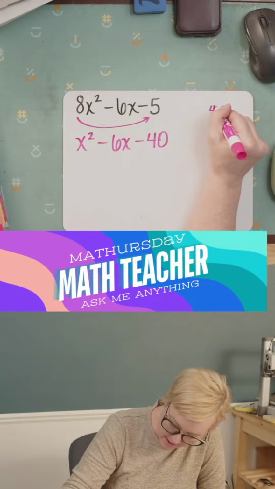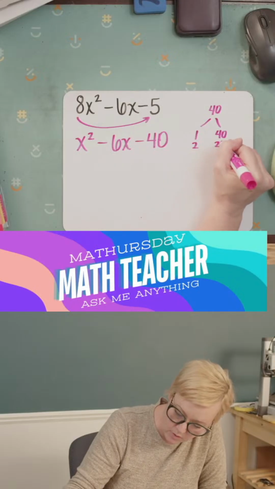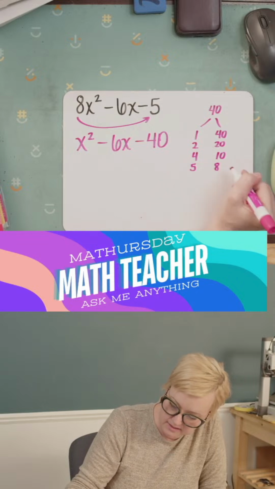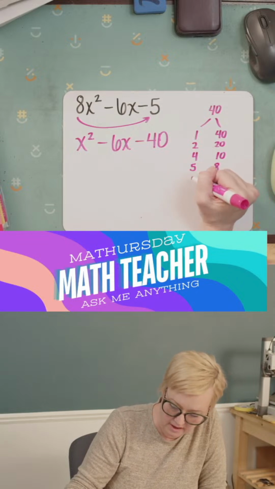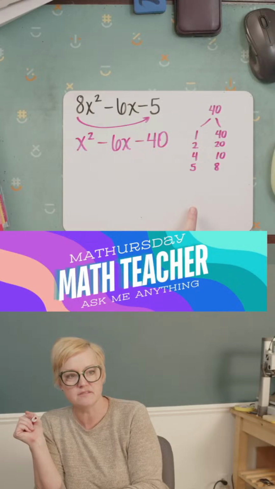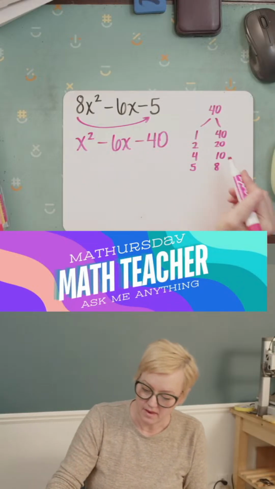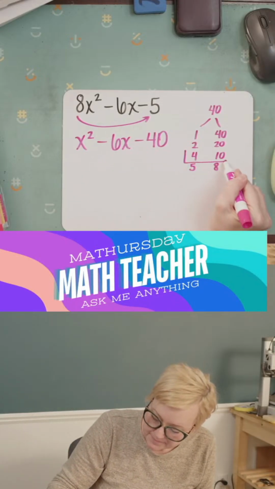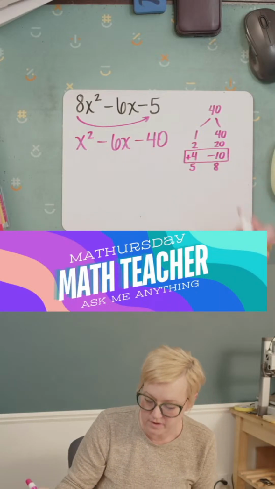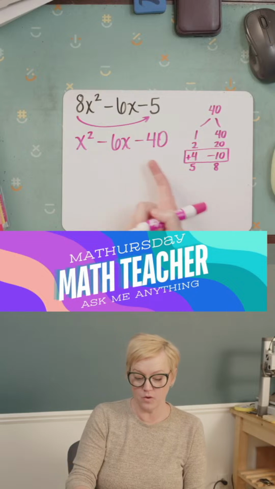So if I think about my factors of 40, I have 1 and 40, 2 and 20, 4 and 10, 5 and 8. So when I'm looking at these, which of these sets of numbers multiply to negative 40 and add to negative 6? It's going to be 10 and 4. More specifically, it's going to be negative 10 and positive 4, because negative 10 times positive 4 gives me negative 40, and negative 10 plus 4 gives me negative 6.